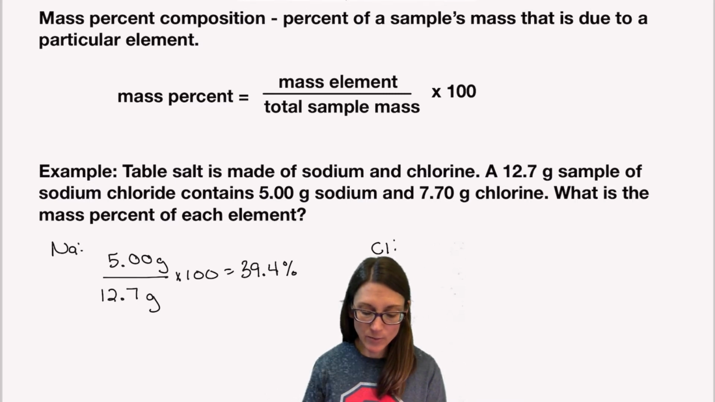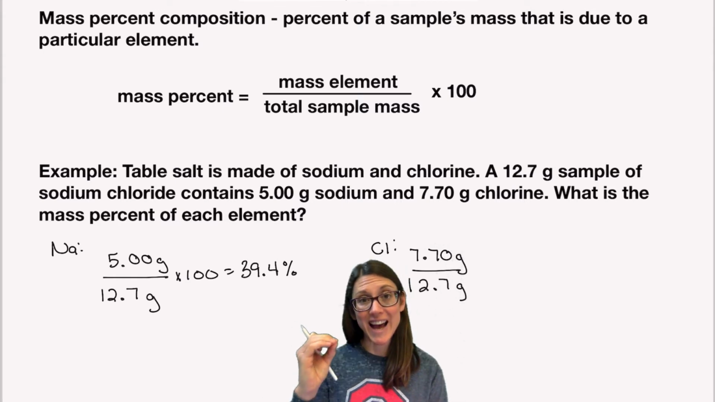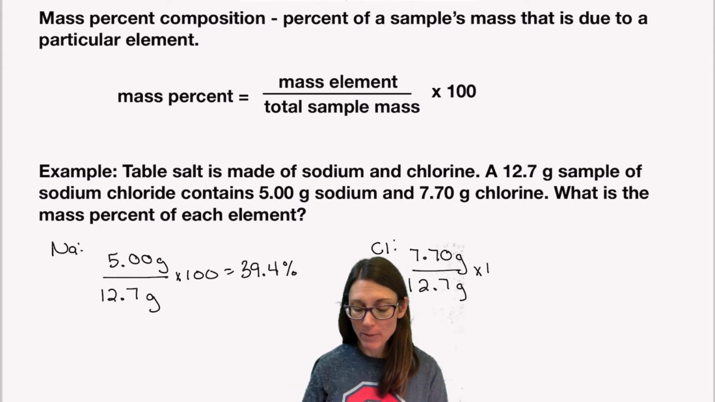I'll take my 7.70 grams of chlorine. I'll divide that by the 12.7 grams, that is the entire mass, multiply by 100, and I get 60.6% of chlorine.